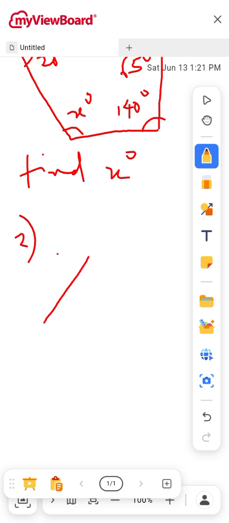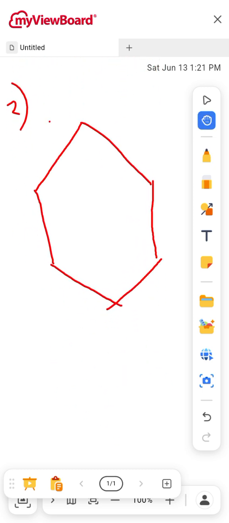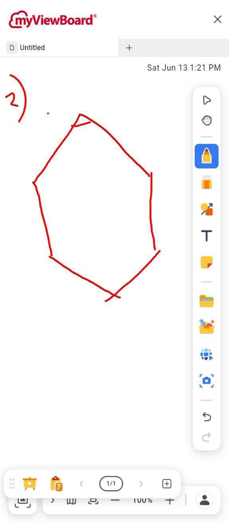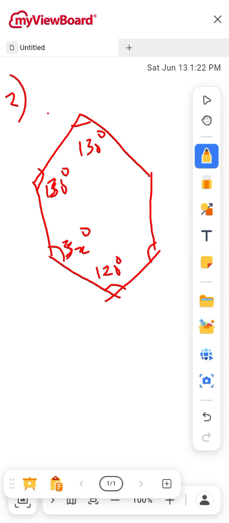We also have this. We have this. We have 130 degrees. We have another 130 degrees. This is 130. We have 3x degrees. We have 120. This place is 3x. We also have 140 degrees here. Then on this corner we have x. So the question says we should find x.